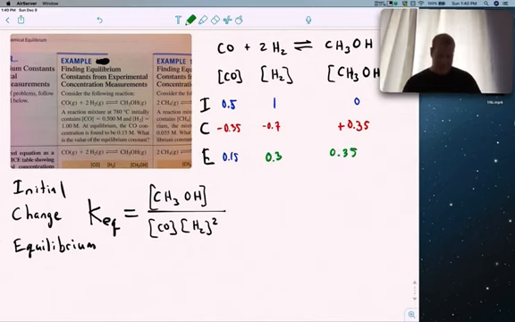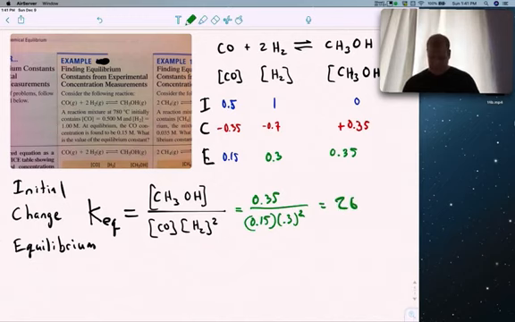So the equilibrium constant from this is going to be 0.35 molar all over carbon monoxide 0.15 and then 0.3 squared. And that's a pretty easy one to throw in a calculator. What is the value of the equilibrium constant? I can go ahead and do this while I'm talking to you. And how many sig figs? We have 25.9. Oh no, you have 2. So 26. And there is our answer.